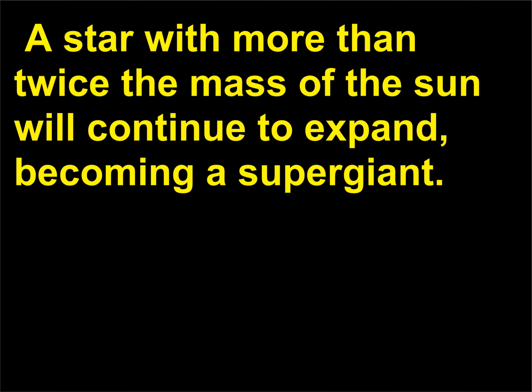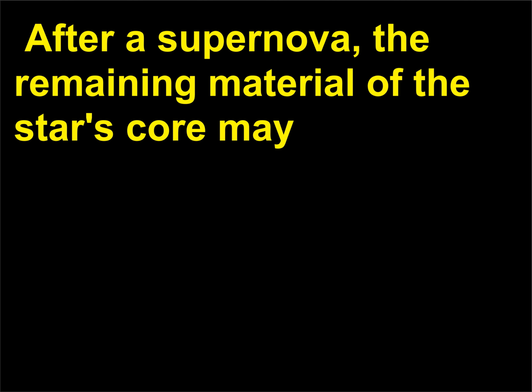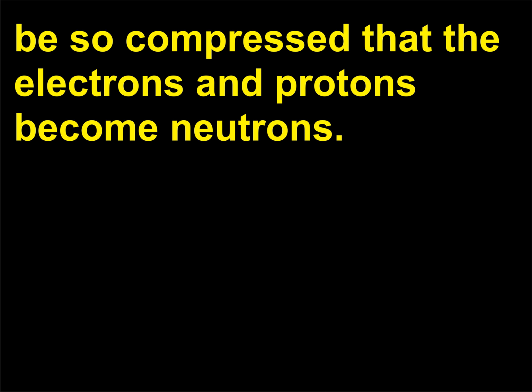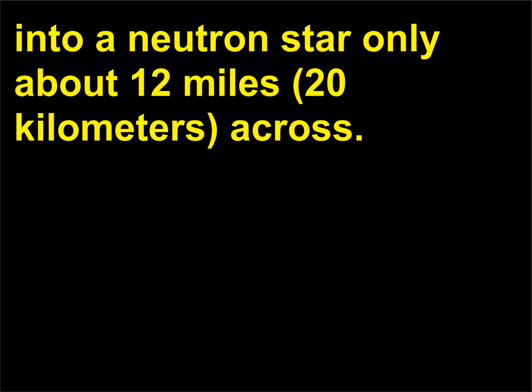A star with more than twice the mass of the Sun will continue to expand, becoming a supergiant. At that point, it may blow up in an explosion called a supernova. After a supernova, the remaining material of the star's core may be so compressed that the electrons and protons become neutrons. A star 1.4 to 4 times the mass of the Sun can be compressed into a neutron star only about 12 miles, 20 kilometers, across.